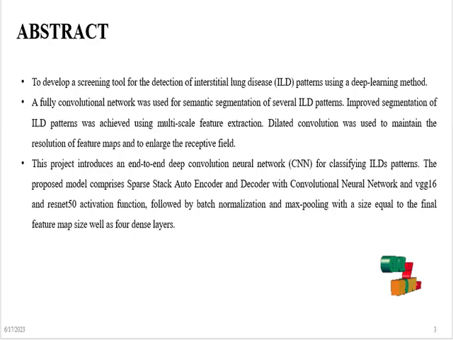Dilated convolution was used to maintain the resolution of feature maps and to enlarge the receptive field. This project introduces an end-to-end deep convolutional neural network for classifying ILD patterns. The proposed model comprises a sparse autoencoder decoder with convolutional neural network and VGG16 and ResNet50 activation function, followed by batch normalization and max pooling with a size equal to the final feature map size, as well as 4 dense layers.